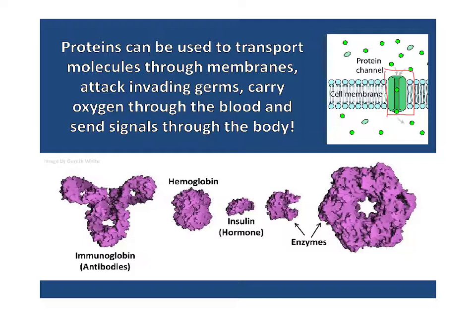Look at your notes. It says, what are some examples of jobs that proteins do? I want you to write the word transport. That's the first one. Attack invading germs is the second. Carry oxygen is the third. And send signals is the fourth. You don't have to write everything. So you're going to write transport, attack invading germs, carry oxygen, and send signals.